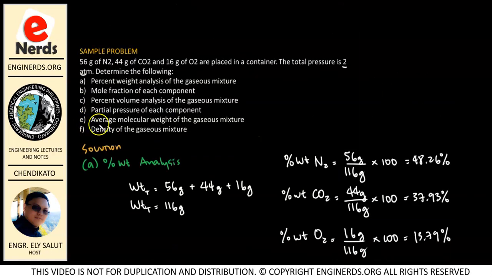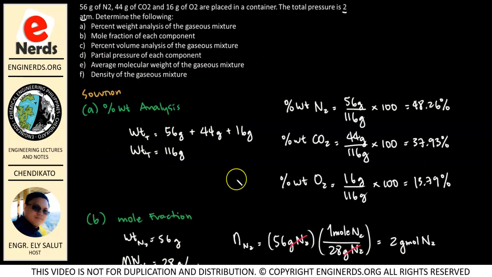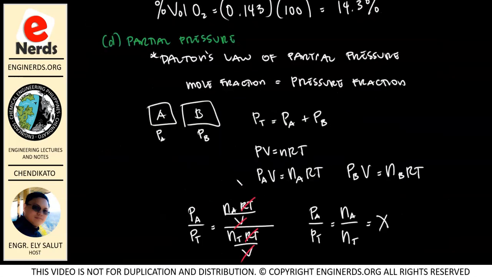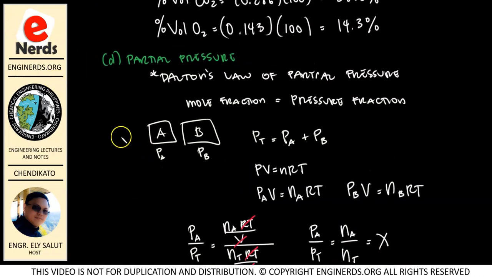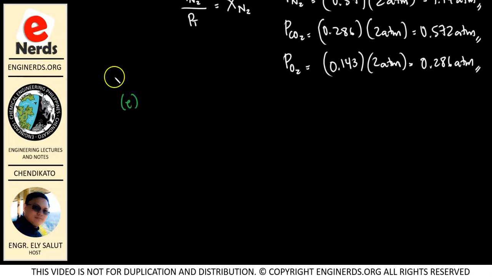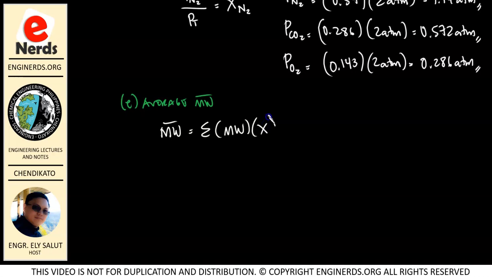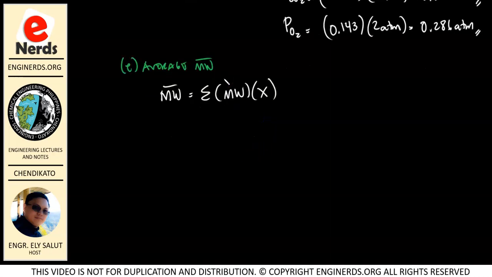Now, E, we need to get the average molecular weight of the gaseous mixture. Okay, yan na yung topic natin. Okay, so we need to get the average molecular weight of our mixture. So, sinabi na natin yung formula kanina, no? The average molecular weight is equal to the summation of the molecular weight of our components times its mole fraction. Okay, so gawin natin yan.